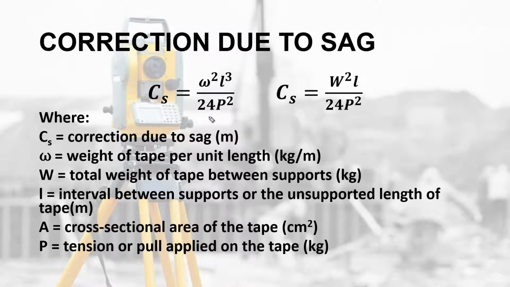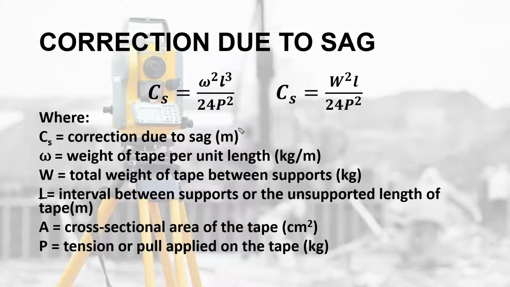So, dalawa yung formula natin. So, Cs is correction due to sag. Yung w is the weight of tape per unit length, kilogram per meter. And then W is the total weight of tape between supports. Dun sa kabilang formula, L dapat siya, L is the interval between points, between supports, or the unsupported length of the tape.